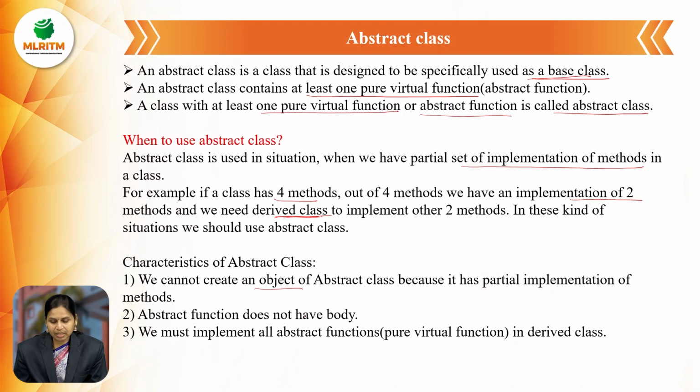An abstract function does not have a body, meaning we are not implementing that function in the base class. That function is implemented in the derived class. We must implement all abstract functions in the derived class. An abstract class contains at least one pure virtual function, which does not have any body in the base class. That virtual function can be defined in the child class only.